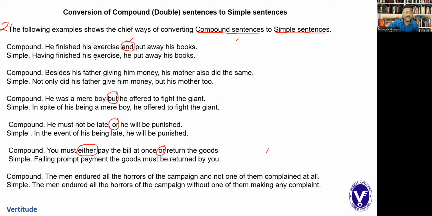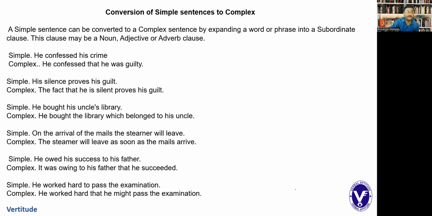The men endure all the horrors of the campaign and not one of them complained at all. The men endure all the horrors of the campaign without one of them making any complaint. So the men endure all the horrors of the campaign without making any complaints, or without any one of them making any complaint. Both are there. Right? Then this is the third one.